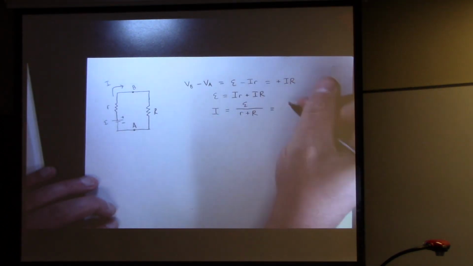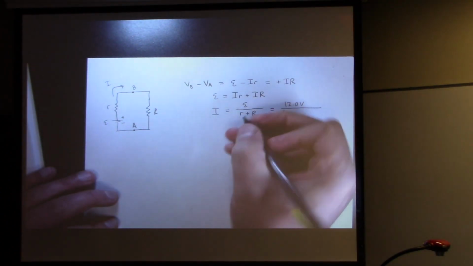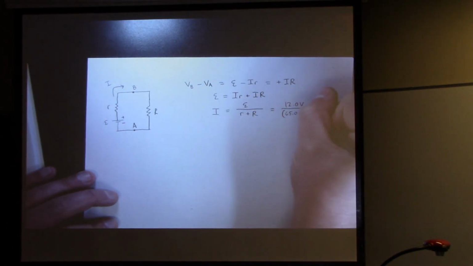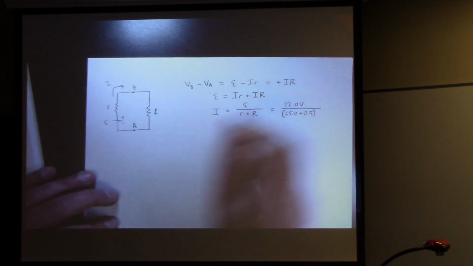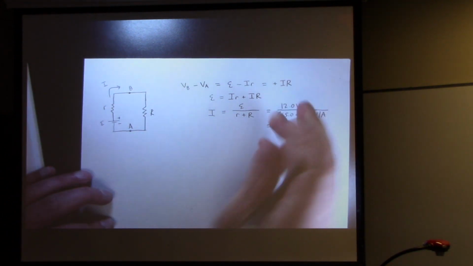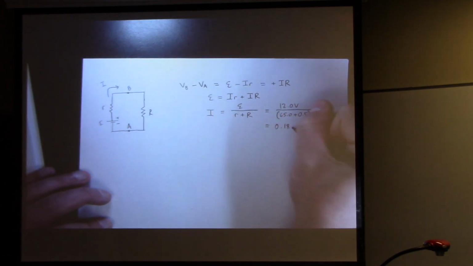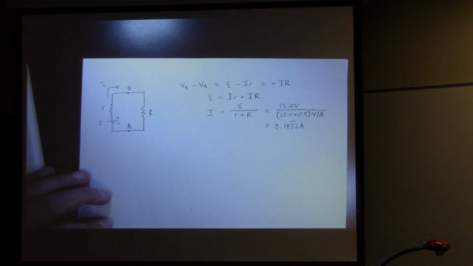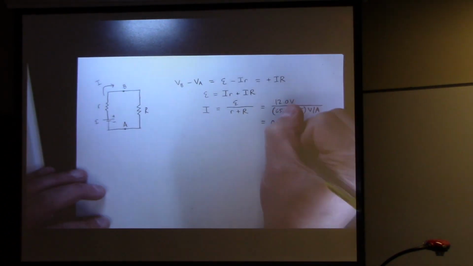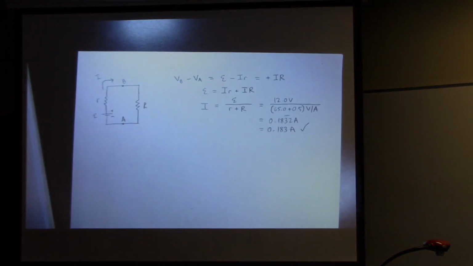Okay, so the numbers here: epsilon is 12 volts, and the sum of these two resistances is 65.0 ohms and 0.5 ohms. But remember that an ohm is just a volt per amp in terms of units. So you do this calculation, and you end up getting 0.1832 amps. But we want to keep three significant figures, so we would round this off to 0.183 amps. That's the current flowing in the circuit.